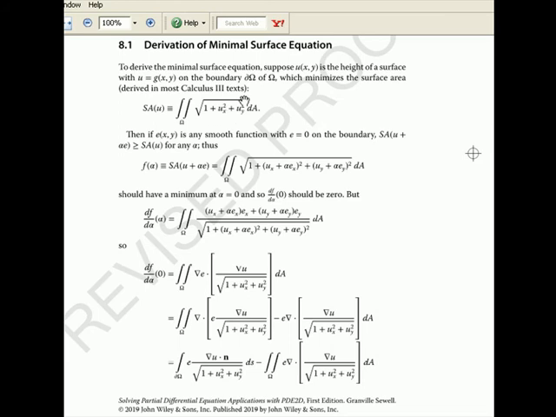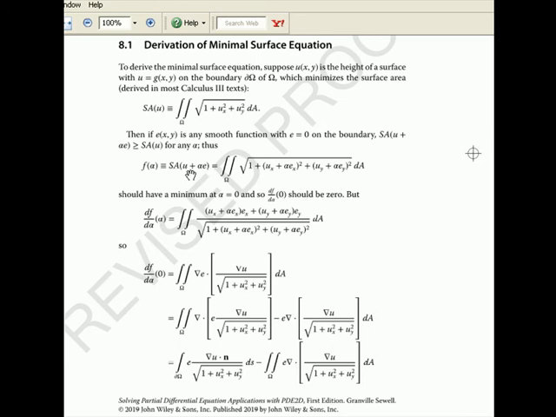So we want to find the function u that minimizes this surface area with the restriction that u is known on the boundary. Well, this is very much like the way we derive the beam and plate problems in Chapter 2. We're going to say, well, if you take any smooth function e, which is 0 on the boundary, then u plus alpha e for any scalar alpha will still have the same boundary conditions as u, and therefore its surface area has to be more than or equal to the surface area of u, because by definition u is the one that minimizes that.